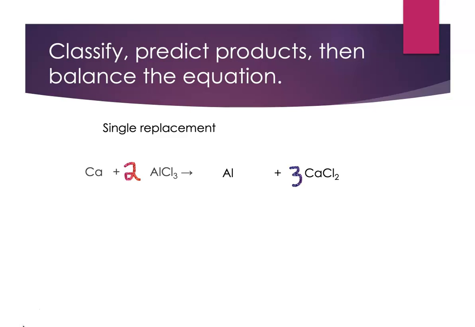So I've got 3 calciums now on the product side, so I can put a coefficient of 3 in front of the calcium. And I've got 2 aluminums on the reactant side, so I'll put a coefficient of 2 in front of the aluminum on the product side. There we go. That's good.